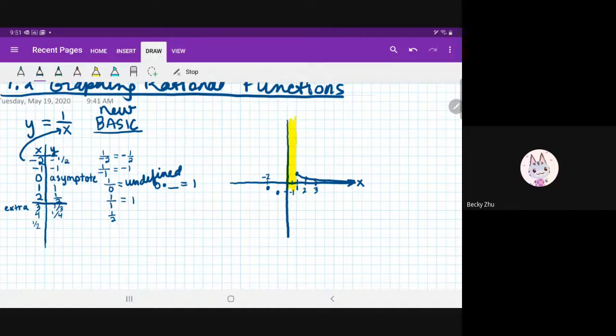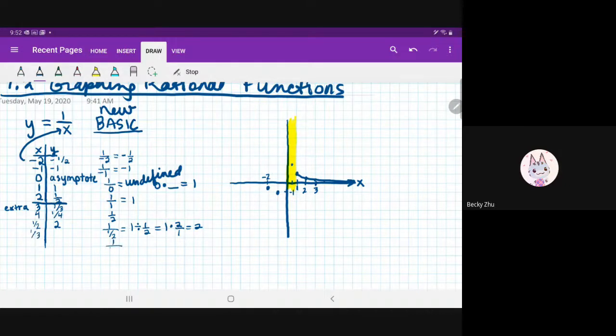So that would be 1 over 1/2. And that's 1 divided by a half. And divided by means you have to flip the second one. So that'd be 2. So 1/2 gives me 2 in the yellow.